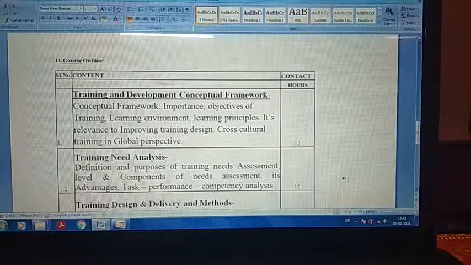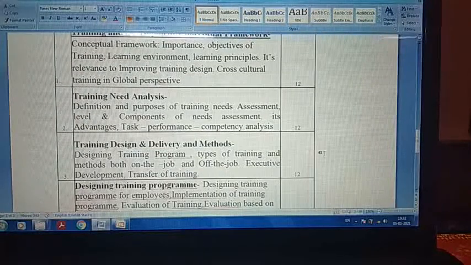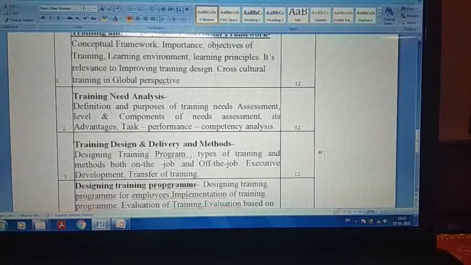Then training need analysis. Unless we identify the need, we cannot have a training program. So having an adequate training need analysis, that is, what is the actual need of the employees or people at a particular hierarchy in the organization, that needs to be ascertained. So therefore definition and purpose of training need assessment is there. Then level and component of need, because different levels of people are there. The lower level, the middle level, the upper level of management, then the supervisors, the labor class, the people who are working at the shop floor level.